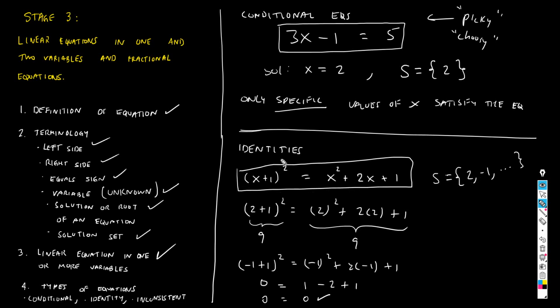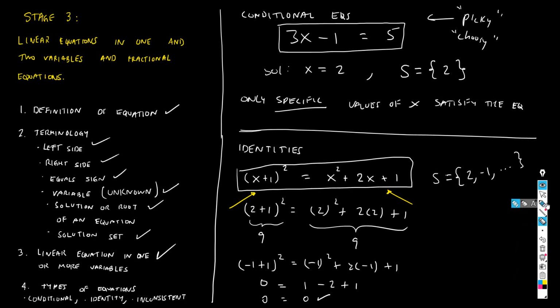And that's why it's called an identity. What we are saying basically is that the left side, which is this, is identical to the right side, identical for all possible values of x, all of them, without exceptions. And that's what an identity is.